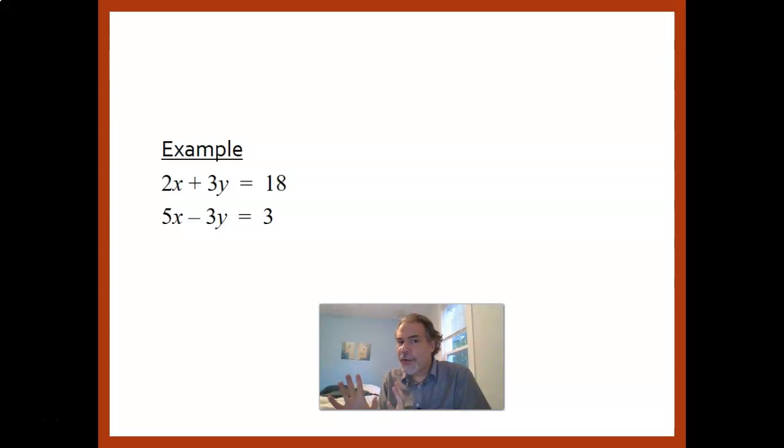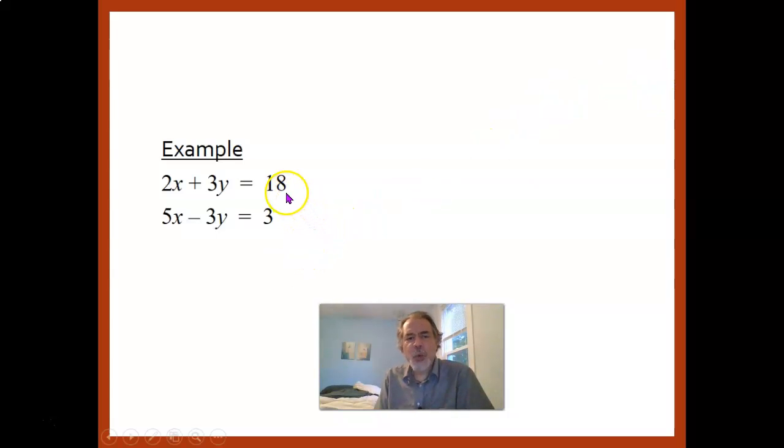We could solve it by the substitution method. That would involve starting by taking one of those equations and getting it solved for either x or y. Trouble is, with this particular system of equations, there's no really easy way to do that. We can do it, but not without introducing fractions.